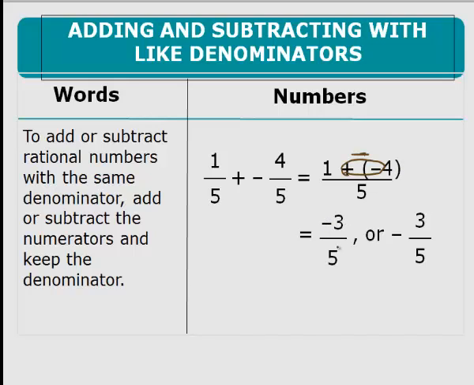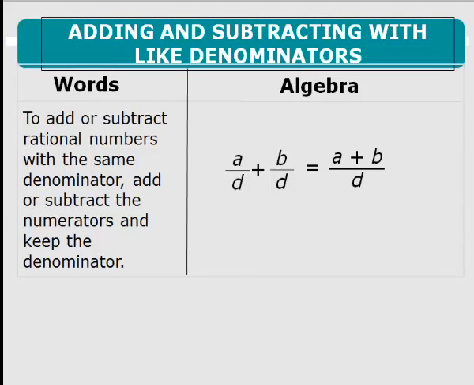Now notice negative 3 over 5 is the same as saying negative 3 over 5. And so you'll see that written both ways and be able to change it around in your mind. Algebraically, because that's where you're going with this, we're going to do the same thing.